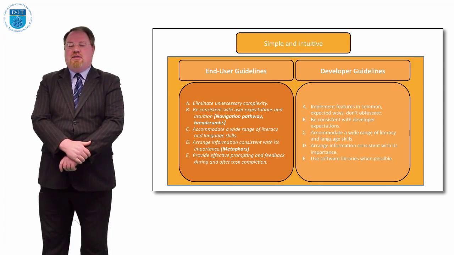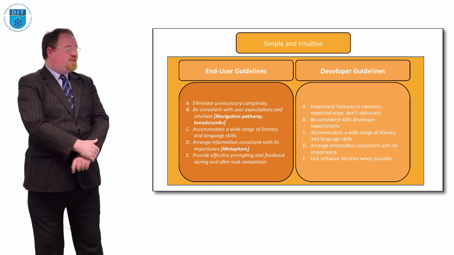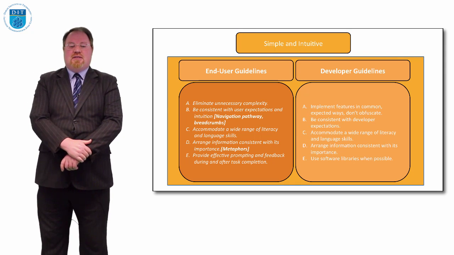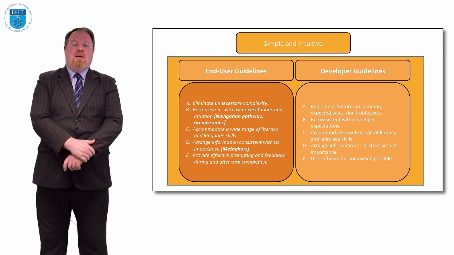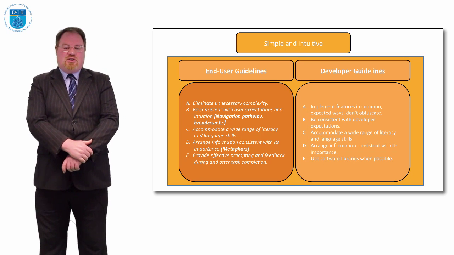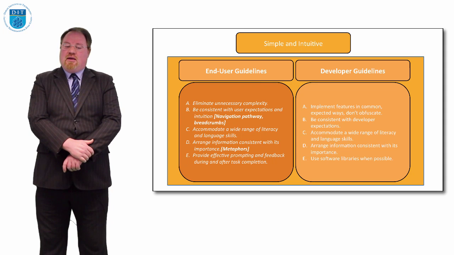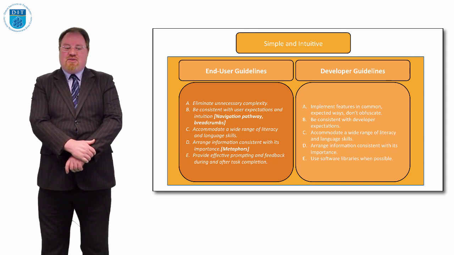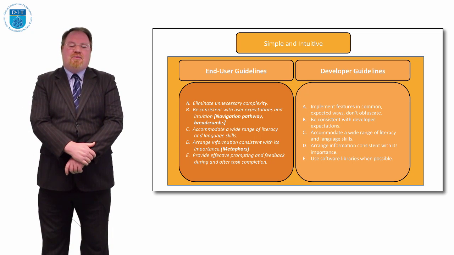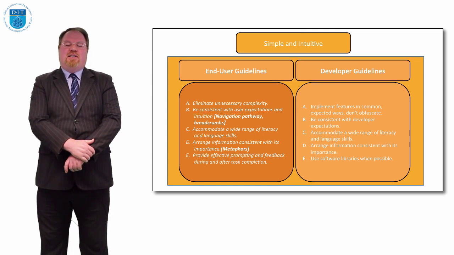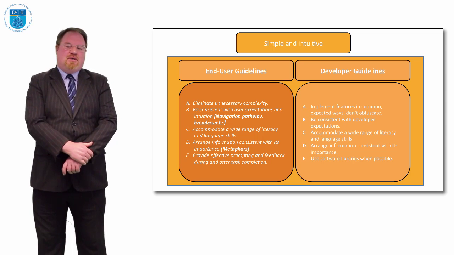Our next is simple and intuitive, and that has 6 guidelines already. Eliminate unnecessary complexity, be consistent with user expectations and intuition, accommodate a wide range of literacy and language skills, arrange information consistent with its importance, and provide effective prompting and feedback during task completion.